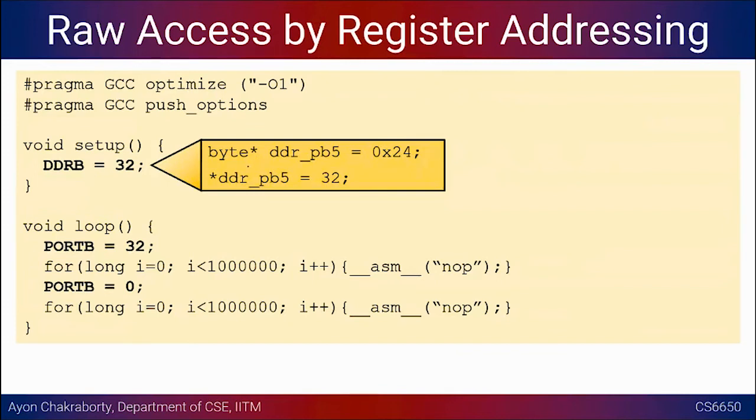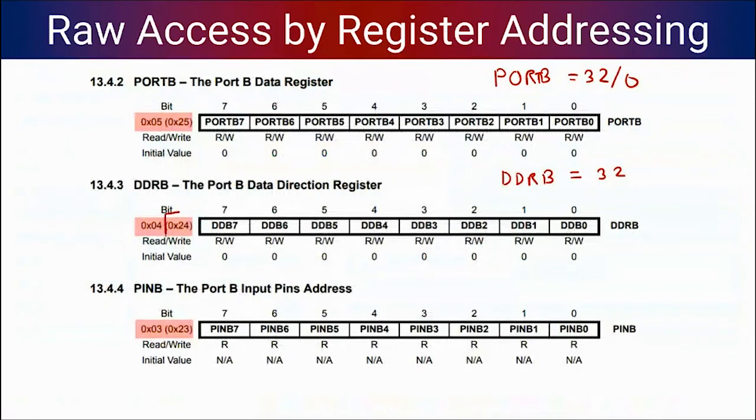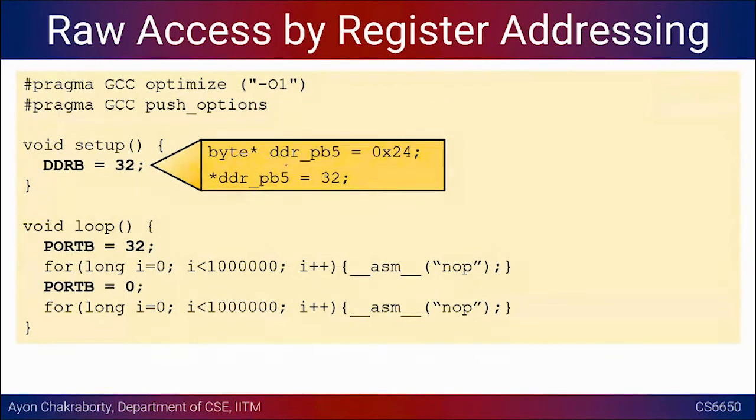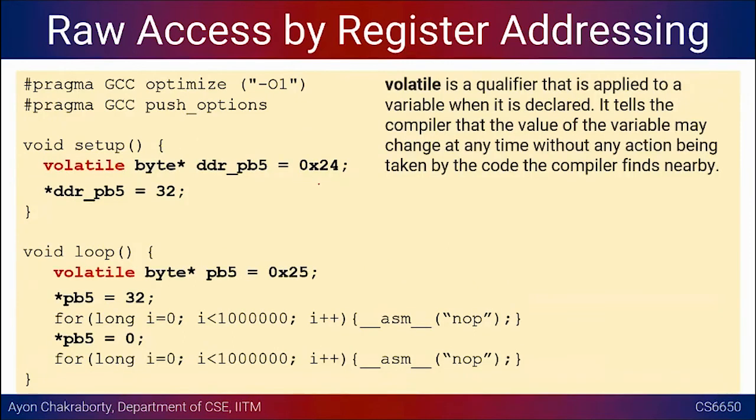So if you see DDRB, DDRB has this address of hexadecimal 24. So we can take a byte pointer and define the value of that byte pointer as hexadecimal 24, and then the value at that particular address we can write 32, right? So this is the same as writing byte star ddrb is equal to 0x24, and we are writing star of ddrb, PB5, the variable name that I have given, is 32, right?